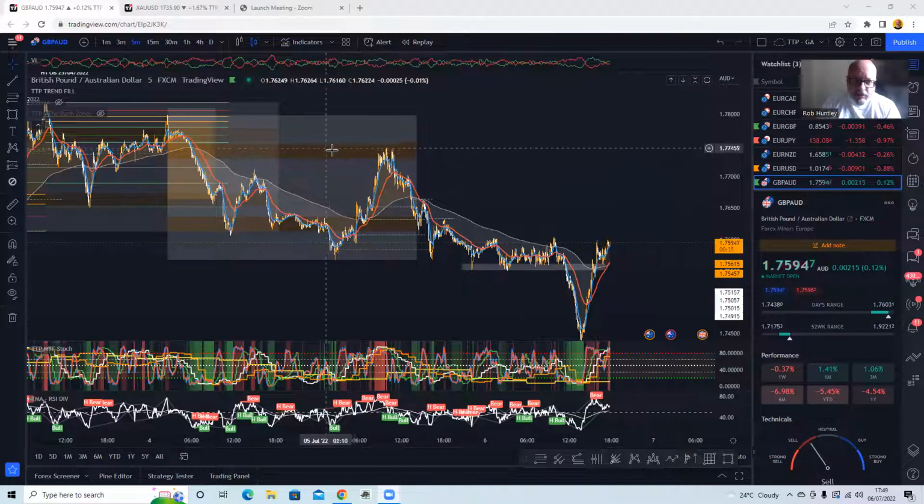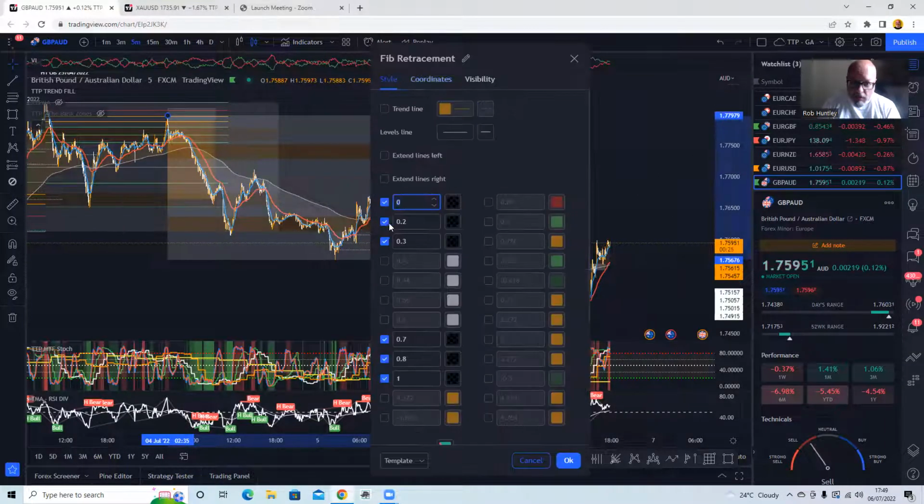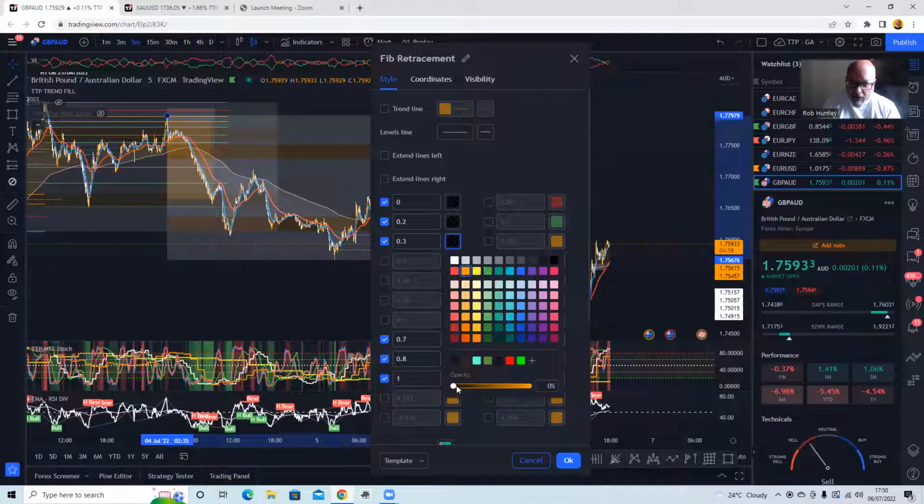So this is just an ordinary fib retracement tool, but what I've done is go to settings and style. So what I've got here is the 0, the 0.2, the 0.3, the 0.7, the 0.8, and the 1. Basically I've got the backgrounds set for orange between the 0.7 and 0.8 and the 0.2 and 0.3, but then I've just faded the lines out to pretty much nothing. If you click on that, you see the opacity is down to 0.